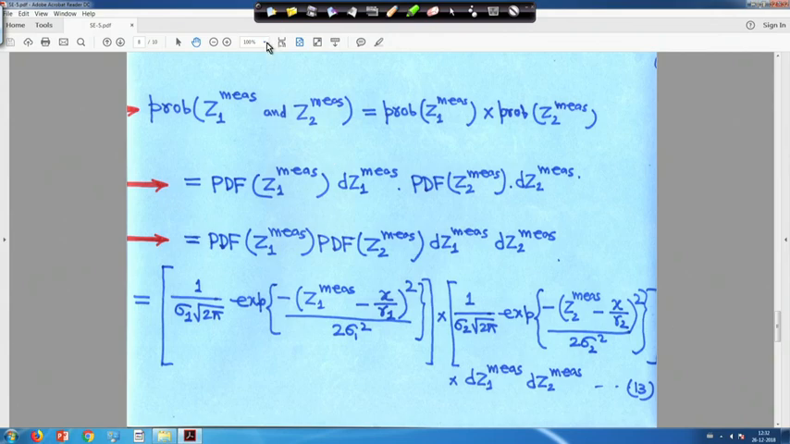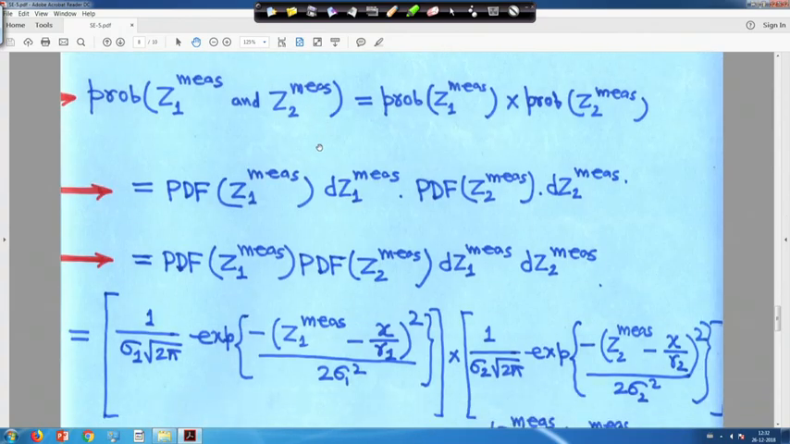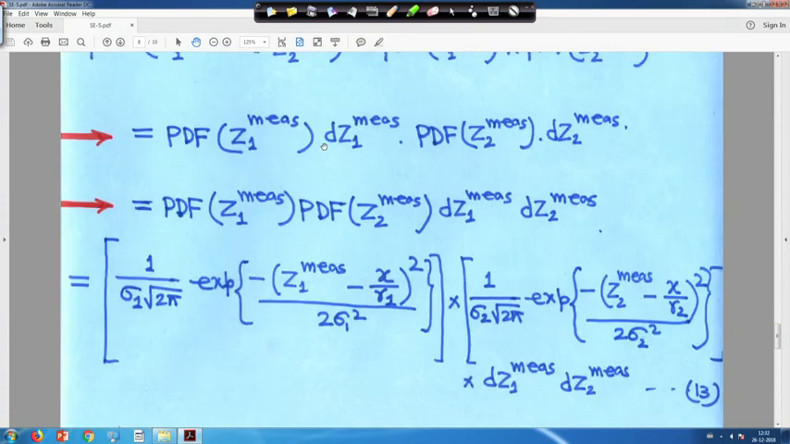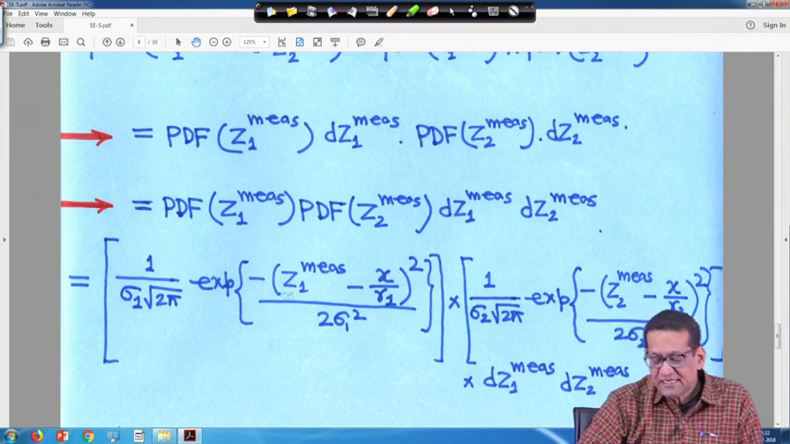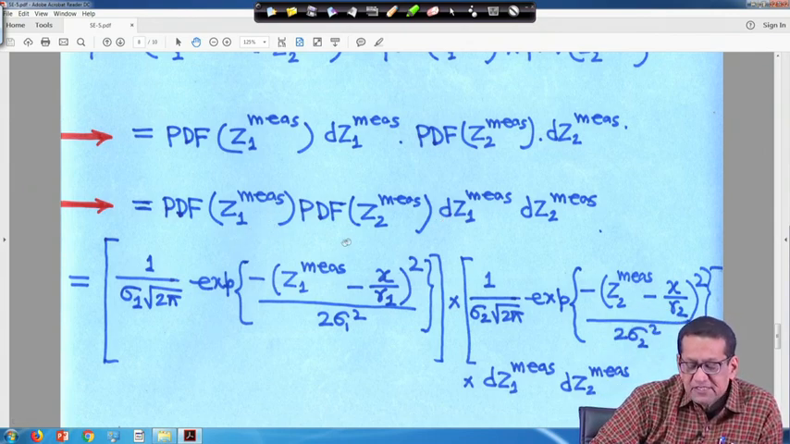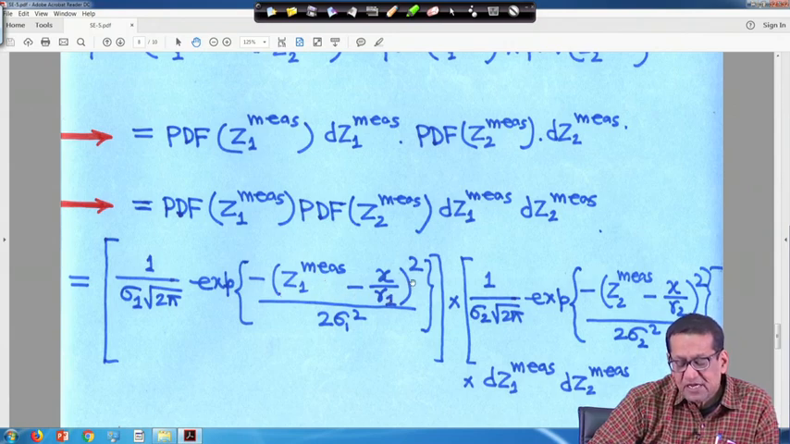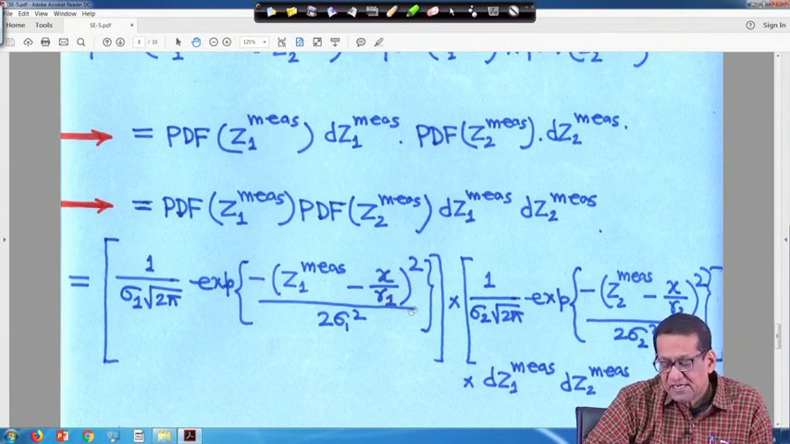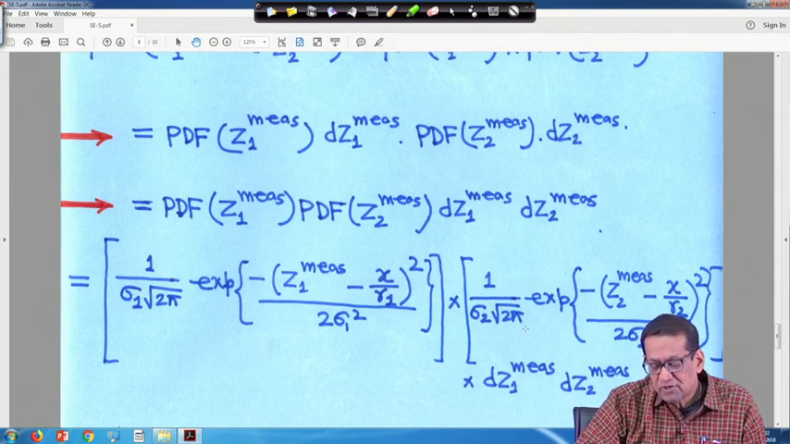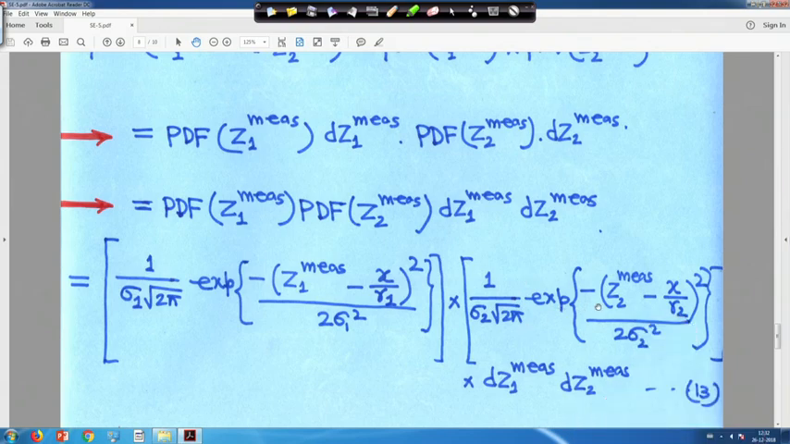If you substitute the expressions for PDF z1 measure and PDF z2 measure, then you will get 1 upon sigma 1 root 2 pi e to the power minus z1 measure minus x upon r1 whole square upon 2 sigma 1 square, times 1 upon sigma 2 root 2 pi e to the power minus z2 measure minus x upon r2 whole square upon 2 sigma 2 square, times dz1 measure dz2 measure. That is equation 13.